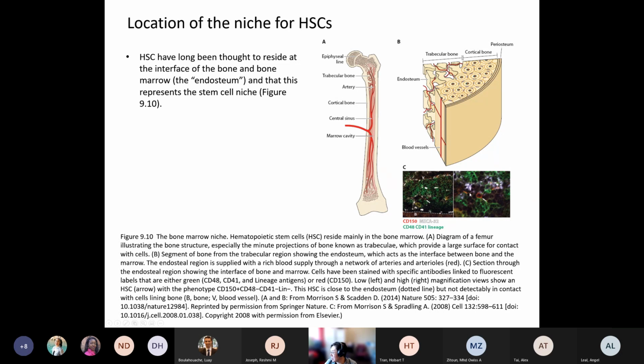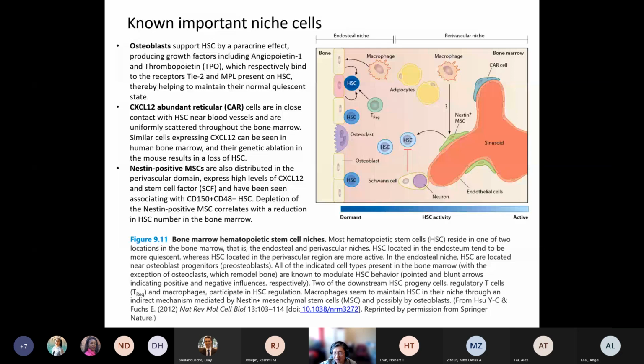So there is a red cell there. When you observe it, it's further away from the line. That is CD150 positive, and also CD48 negative. So that's the criteria that Morrison used to describe hematopoietic stem cells. Basically, here I want you to appreciate the location. It is usually around the interface between the marrow and the bone, and it is usually near the sinus. They are not distant from the vessel-like structure.